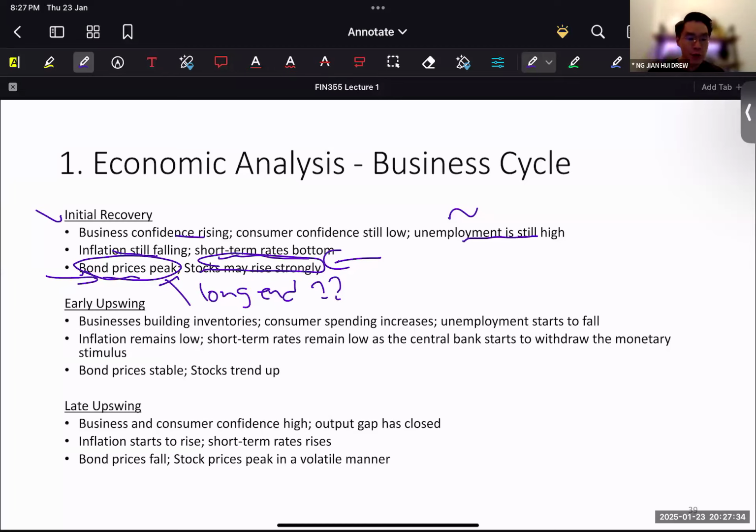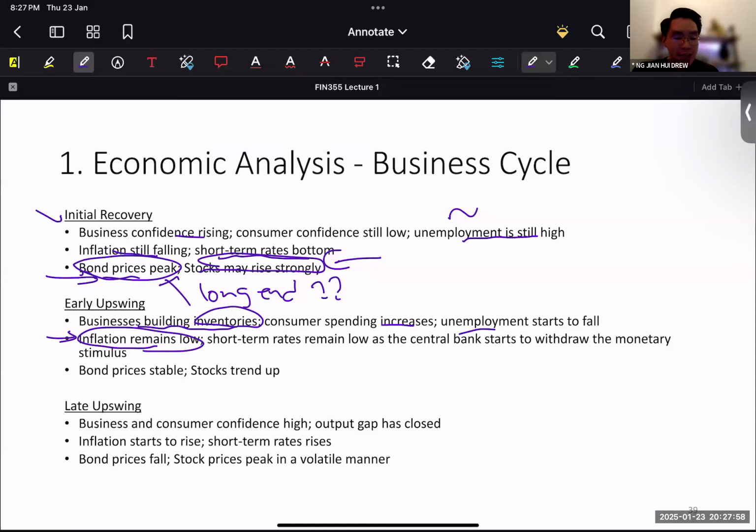Early upswing. So early upswing is, now we are swinging up already, right? Business is starting to build more inventory to sell more. People are spending more. Unemployment has reduced. Inflation remains low. Why I think we're not in the early upswing? Because inflation is still not at its low point, right? Not where it has started.